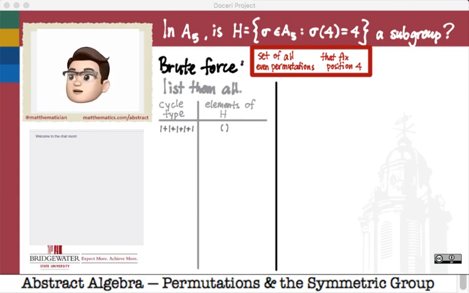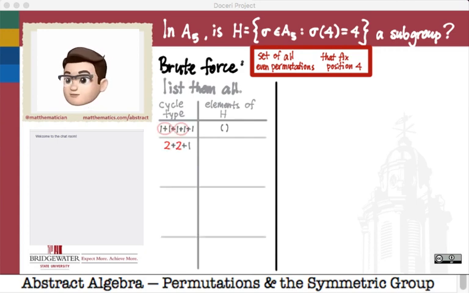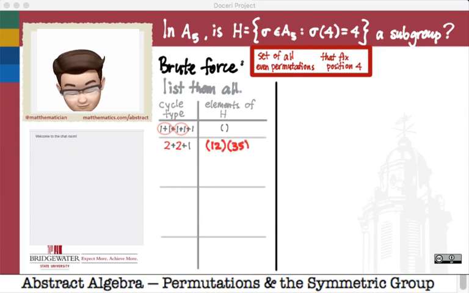So first of all, the cycle type that just fixes every element, 1, 1, 1, 1, 1 in A5. In other words, the identity permutation. That's going to fix position 4. So it definitely is an element of H. All right, what's another cycle type that gives me even permutations? How about 2, 2, 1? This gives me even permutations because it's a product of 2 transpositions, right? So what would an example of a 2, 2, 1 cycle look like? Well, one example would be (1 2)(3 5). That's a 2 plus 2 cycle.